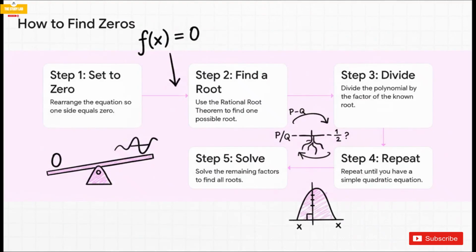And finding these landmarks isn't just a random guess. No, there's a system. First, you get the equation set to 0. Then, you use this cool thing called the rational root theorem to get a list of possible answers. Once you find one that works, you divide it out, which makes the problem simpler, and you just repeat that process until you're left with a basic quadratic that you already know how to solve. It's all about breaking a big, scary problem down into small, easy pieces.